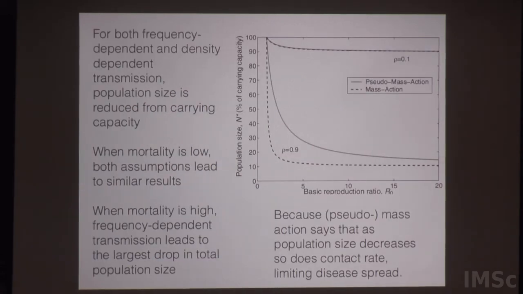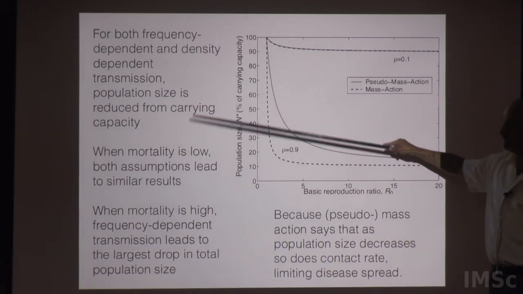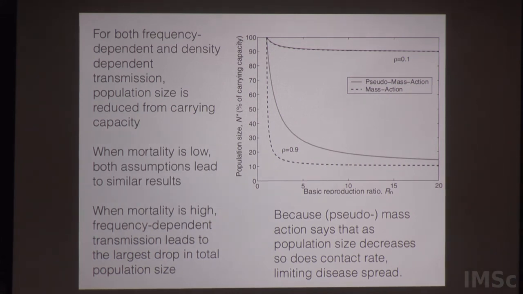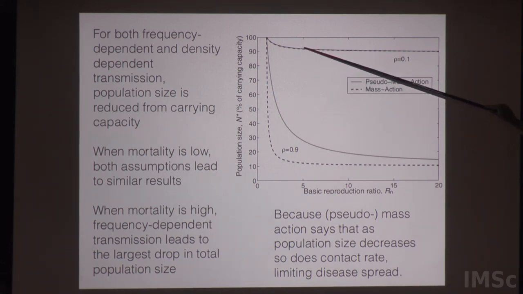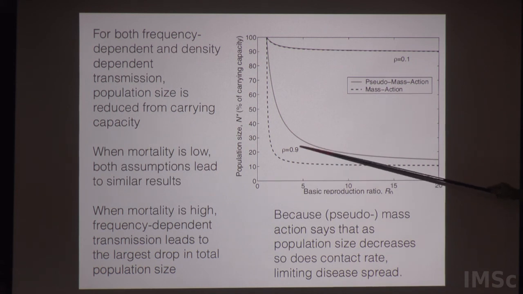Here are basically just results here. So for both frequency dependent and density dependent transmission, the population size is reduced by allowing people to die. Provided mortality is low, provided that factor of rho is small, these assumptions lead to similar results. Both, so there are two curves sitting here which you can't see for value of rho equal to 0.1, both for pseudomass action and for mass action. The larger that rho is, these curves begin to look very different.